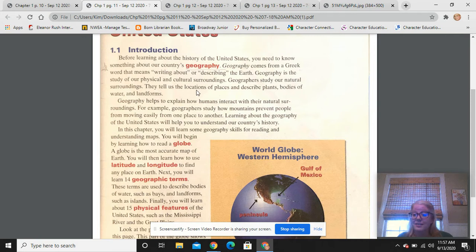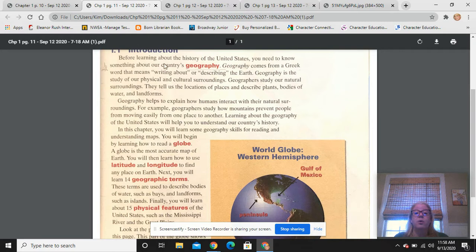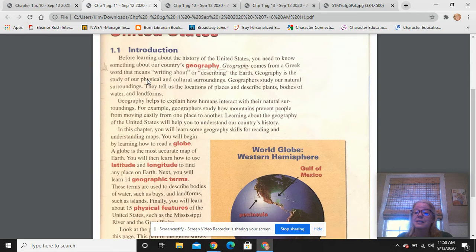So, just to summarize that, geography is the study of the land and the landforms and everything around it. So, when they say our physical and cultural surroundings, physical surroundings would be things like lakes, rivers, mountains, plains. Cultural surroundings would be places like cities, towns, okay? And those are the things that you study in geography.